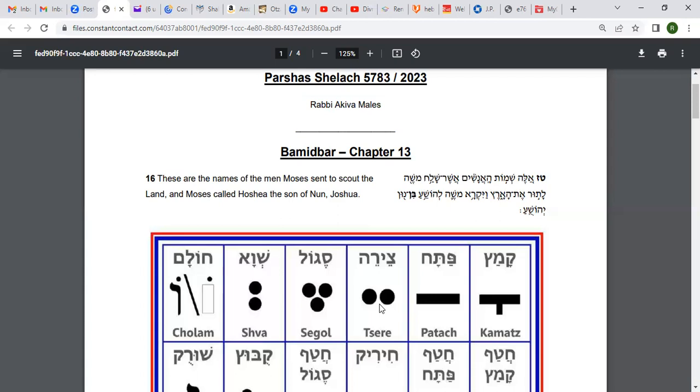And Rashi quotes the Chazal that Yehoshua, why did he add the Yud? He added the Yud because it stands for Ka Yoshia, God should save you from the plot of the spies.